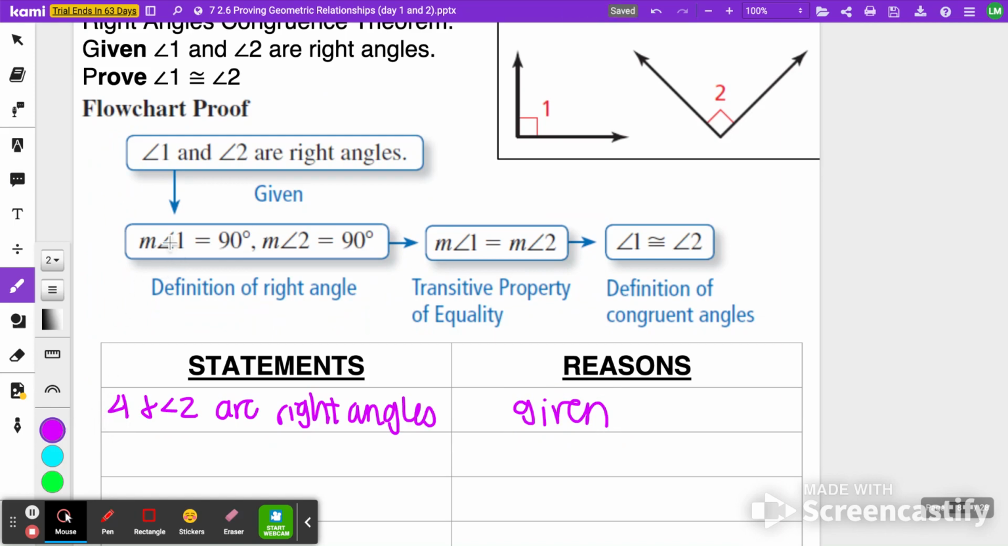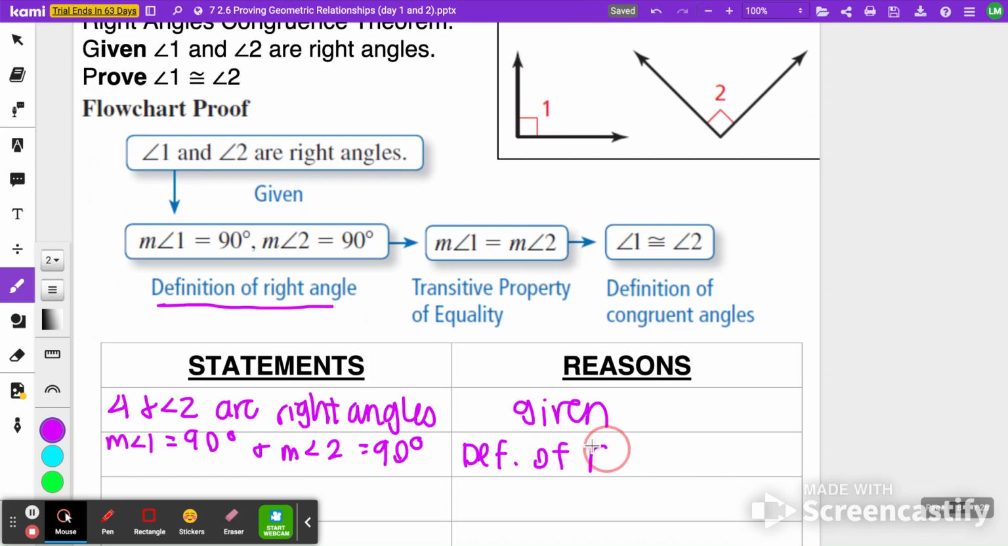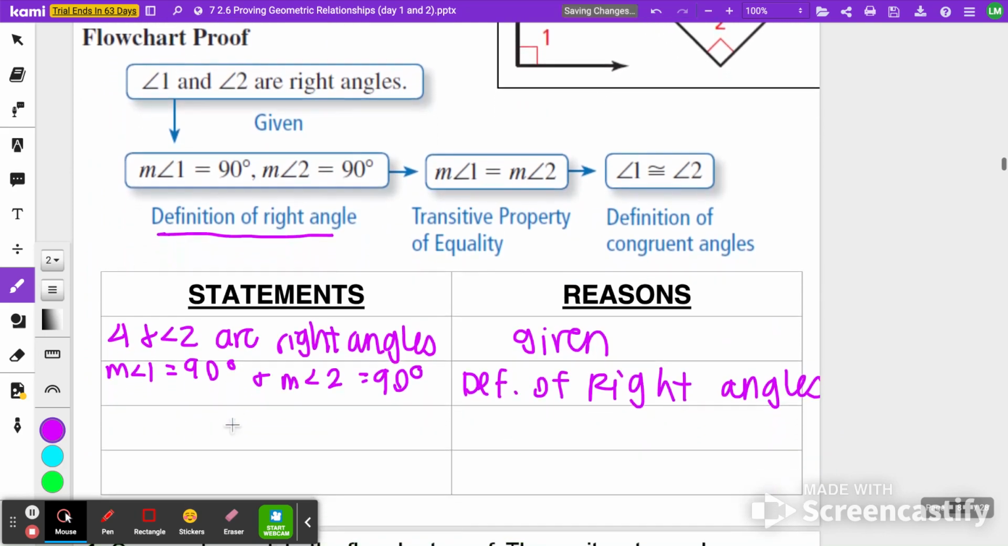Then it says the measure of angle 1 is equal to 90, and so is the measure of angle 2. So we can write that in our statement here. The measure of angle 1 equals 90 degrees, and the measure of angle 2 equals 90 degrees. That is the definition, here's our reason, of right angles. Okay, going on. Now it literally has just given us exactly what to write down.